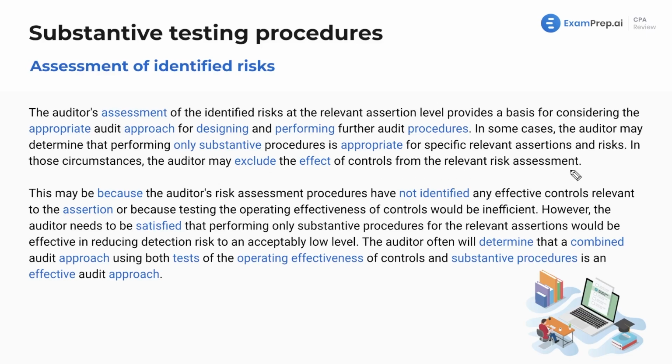So remember, that's the combined approach, is doing both. In some cases, you may say it's totally fine to just do the normal substantive approach. But this could be because the auditor's risk assessment procedures have not identified any effective controls relevant to the assertion. That's actually interesting, because if the controls are not effective, you're not going to test them. Like if you identify internal controls as not being effective at all, there's no point to test them. Or maybe they're just not relevant at all.